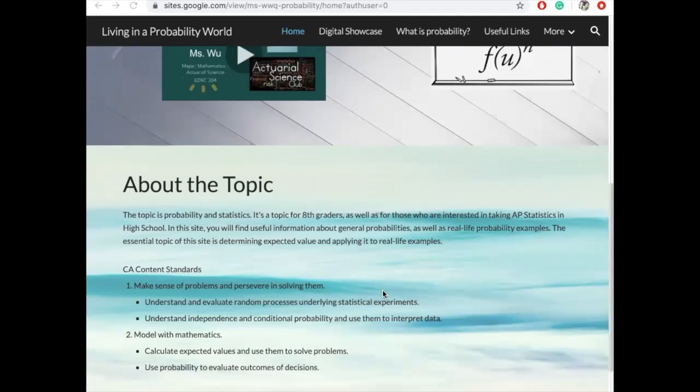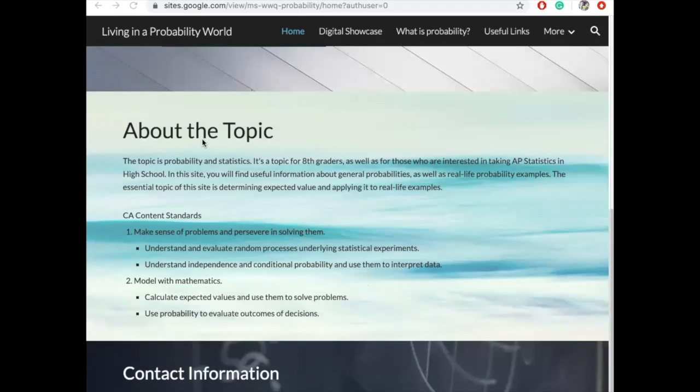And now let's get into our topic. The topic of the website is, as you just heard, living in a probability world. Right, so that is probability. This website is designed for eighth graders as well as those who are interested in taking AP Stats in high school. You will find useful information about terminologies of general probabilities as well as real-life probability examples. The essential topic of this website is determining expected values and their application to real-life examples.